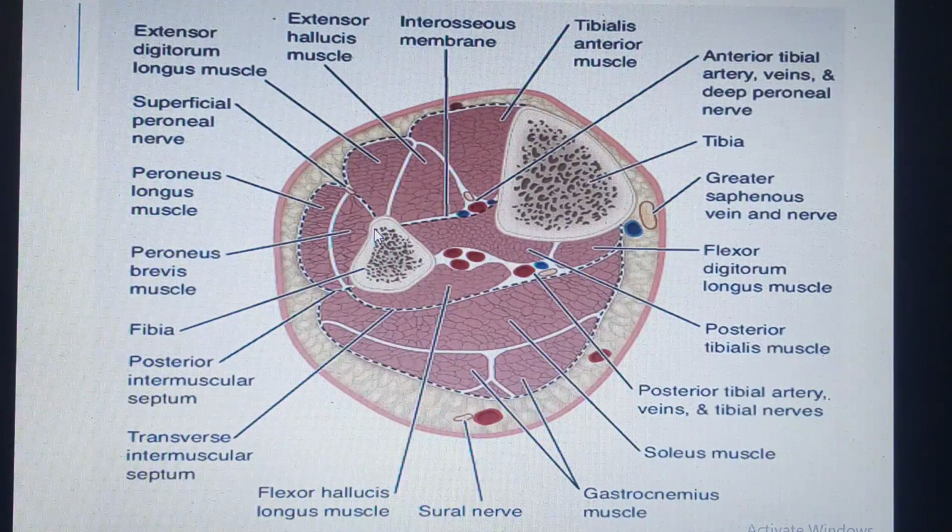So I hope you find this tutorial helpful, so that in transverse sections, you don't find much difficulty in appreciating the structures in the leg region.